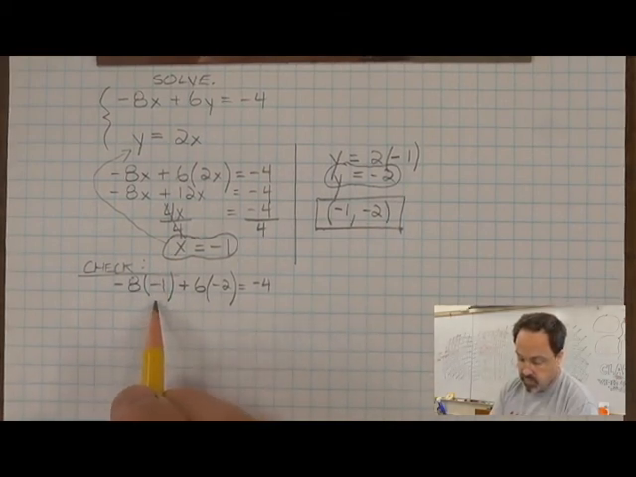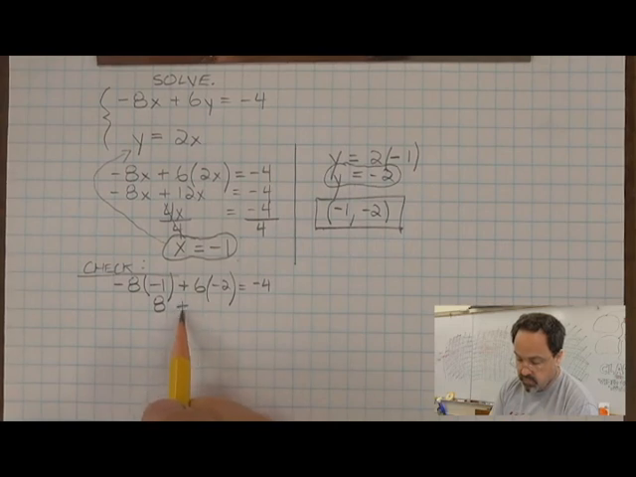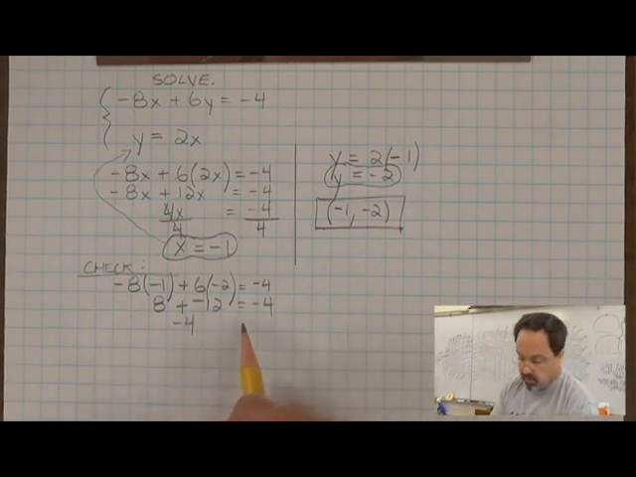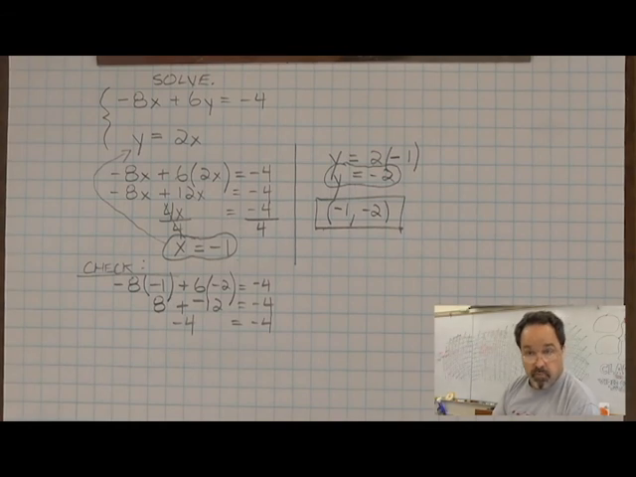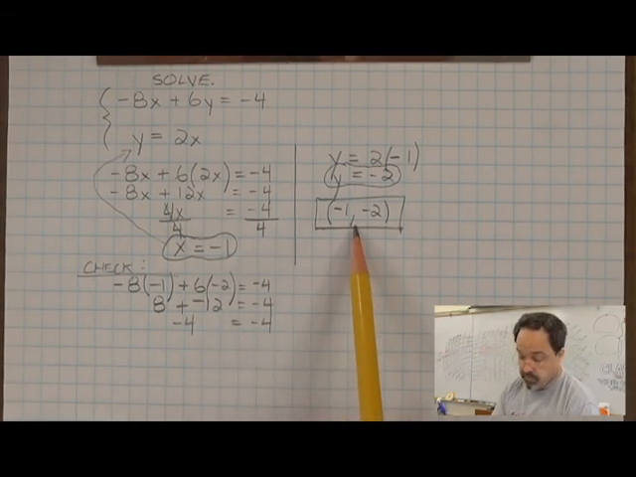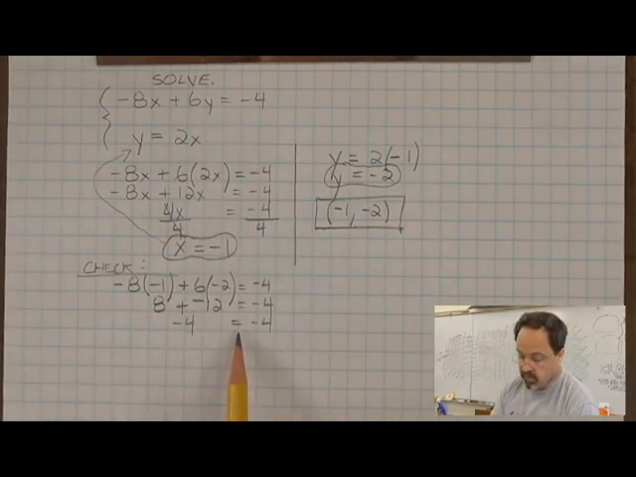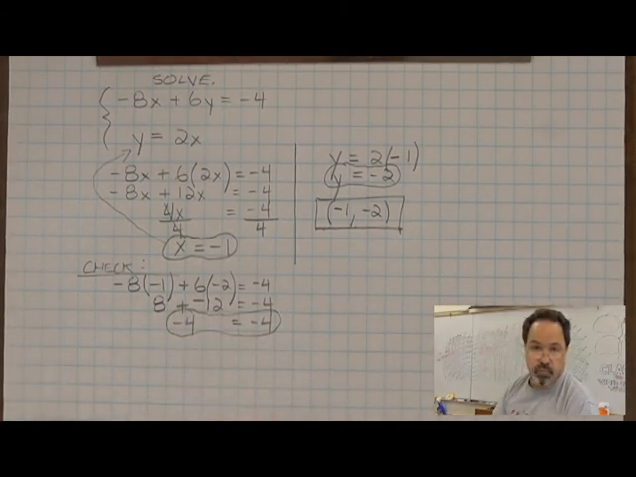-8 times -1 is a +8. 6 times -2 is a -12. A little more work to do. I've got to combine the 8 and the -12. They make -4. And on the other side, I have a -4. I've confirmed that my solution for these variables makes this equation true. -4 is equal to -4 is a truth. This is the check step that confirms my solution worked and is correct.